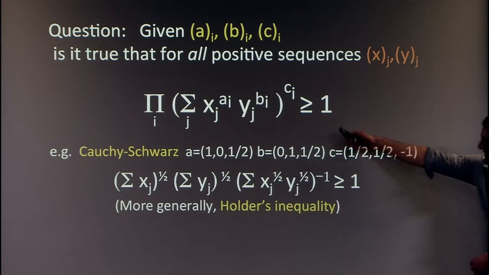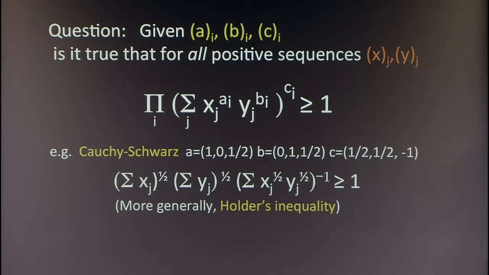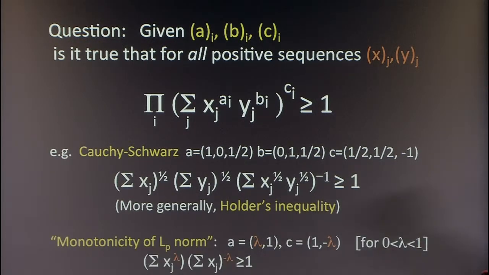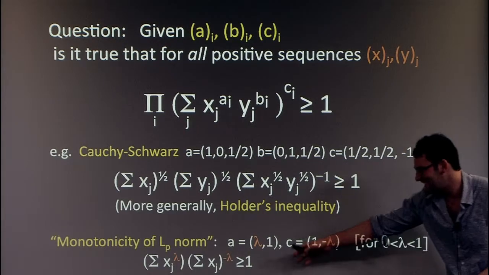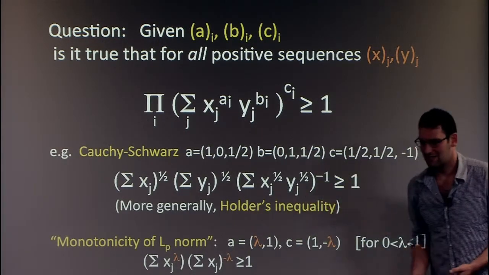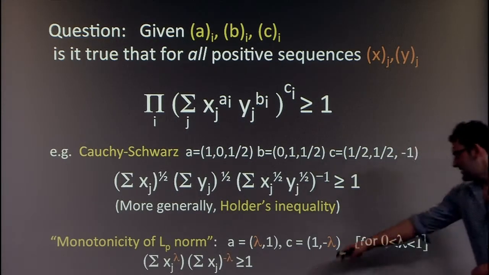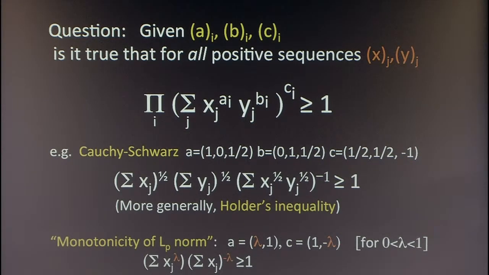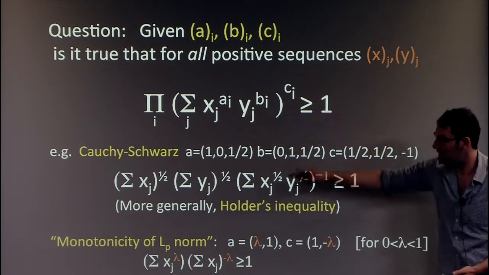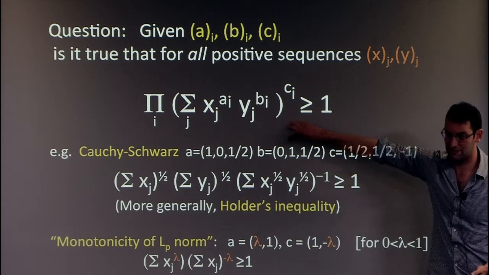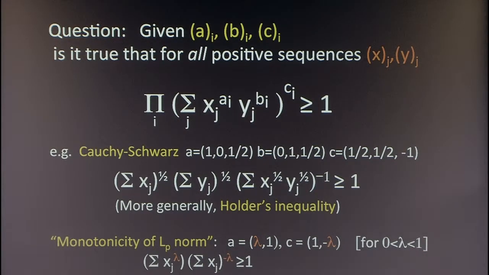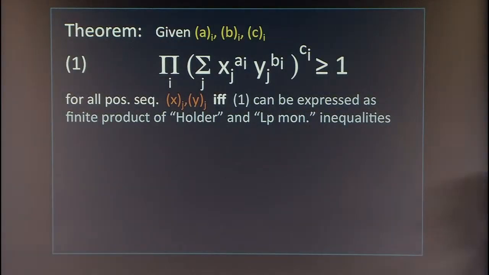What other inequalities have this form? So it turns out this kind of monotonicity of the LP norm has this form. Just the fact that (x plus y) squared is greater than x squared plus y squared. Right. So that also has this form. What other things have this form? Well, we can multiply any of these, and we have other true inequalities of this form. But is there anything else? And the answer is no.